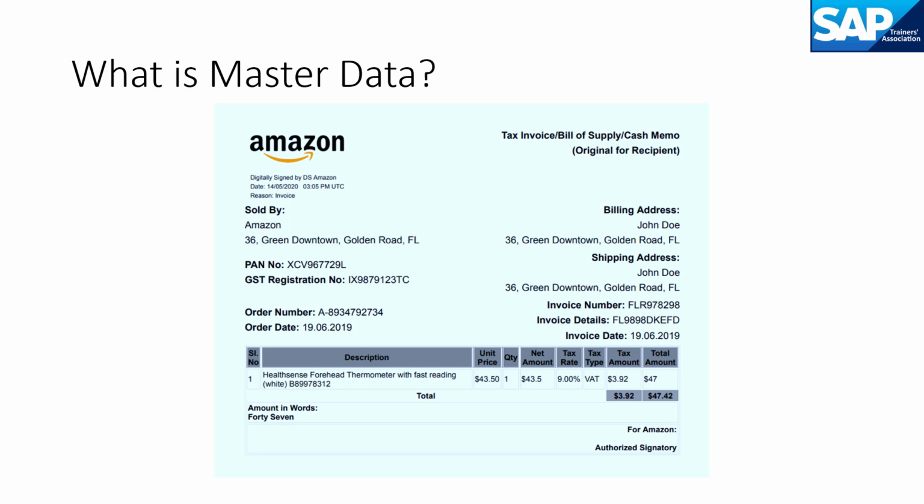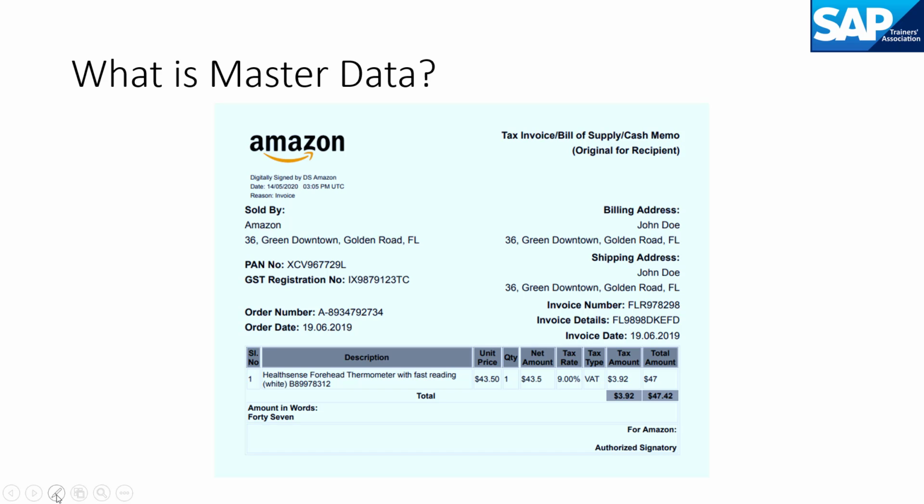Now here you can see many things, right? The sold by, that means who is the seller? Amazon is the seller here. Then the billing address, it is billed on this name. The shipping address, it has been delivered to this guy, John Doe, and so he is the customer. Then you have the invoice number, you have the invoice date, you have what has been sold. This is the material, which has been sold here, right?